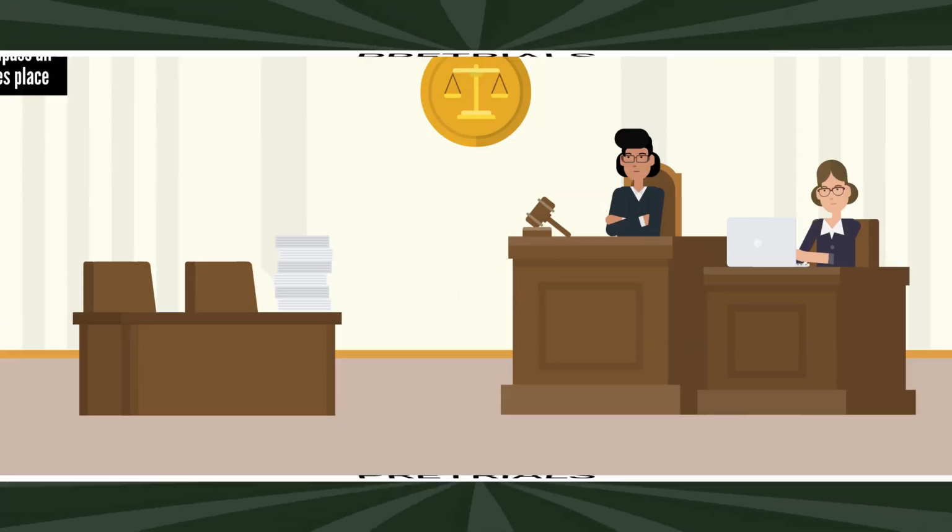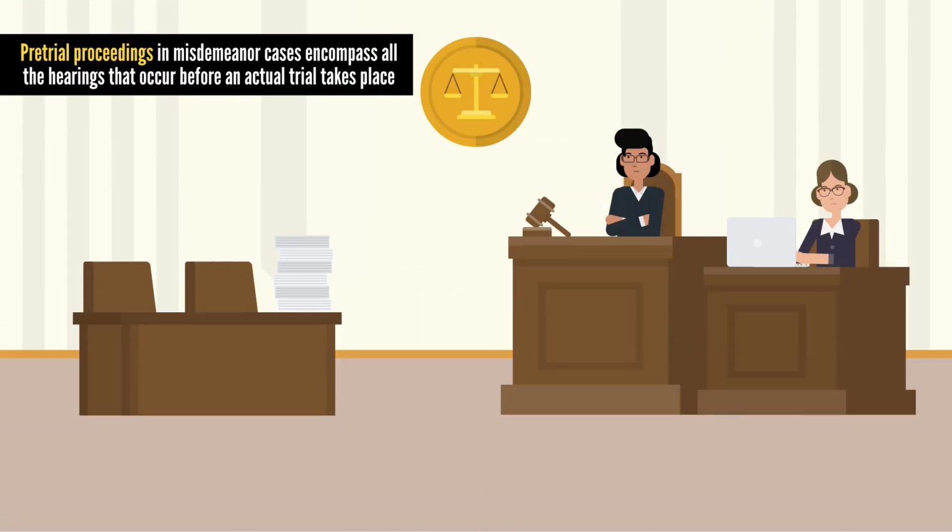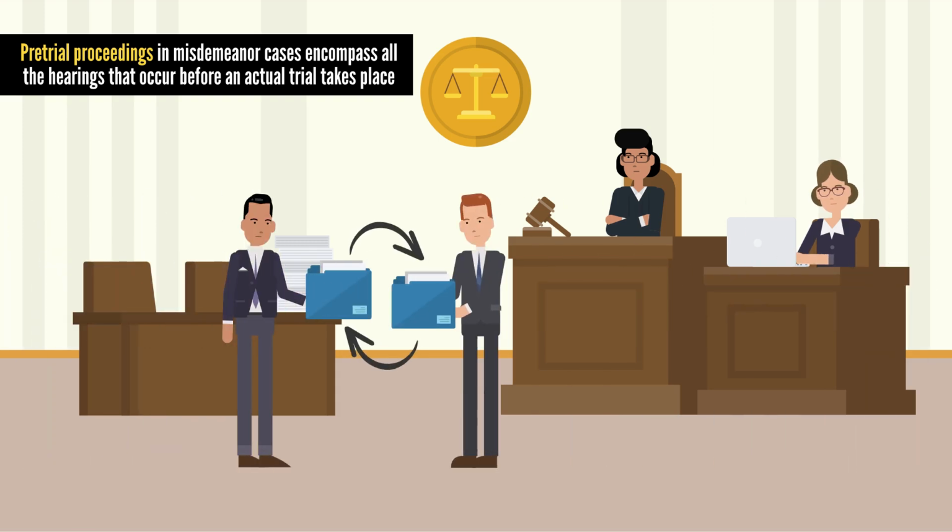Pretrials. Pretrial proceedings in misdemeanor cases encompass all the hearings that occur before an actual trial takes place. As outlined by the Arizona Rules of Criminal Procedure, both the prosecution and defense are required to share the information they plan to present during the trial, such as physical evidence, police reports, and a list of witnesses. This information sharing process, known as discovery, is examined in one or more pretrial status conferences in front of the judge. The rules of discovery also grant attorneys the opportunity to interview potential witnesses.